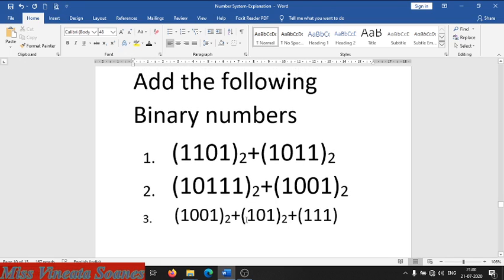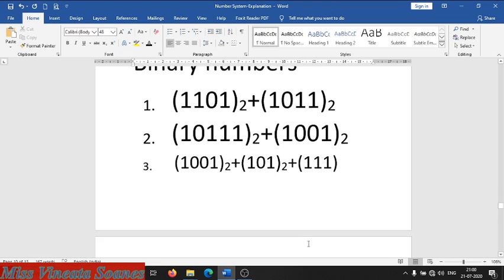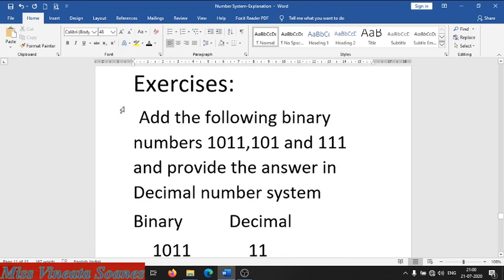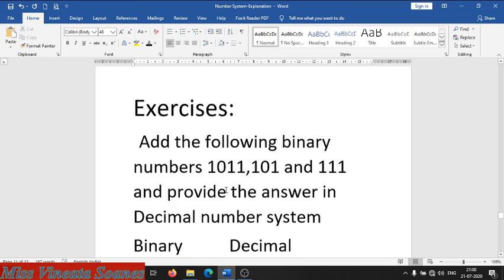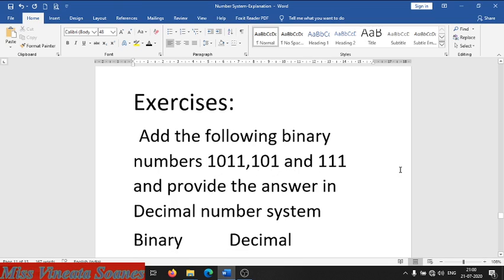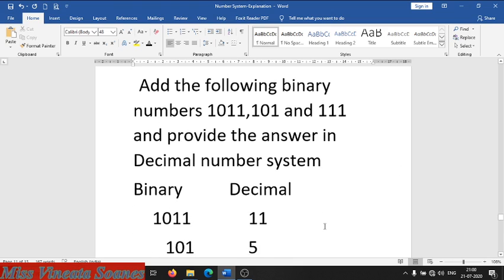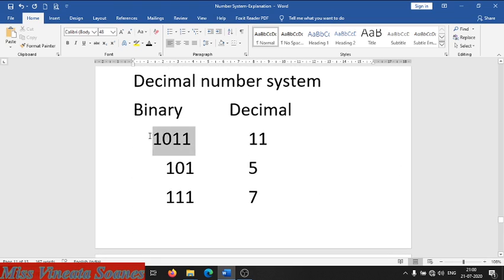Now, apart from this kind of question, you may also get a question in this way: add the following binary numbers. They'll give you some binary numbers, but the answer you have to provide in the decimal number system. So first of all, you'll have to convert them and find the equivalent number in decimal. For this, it is 11. For this one, it is 5. For 111, it is 7.